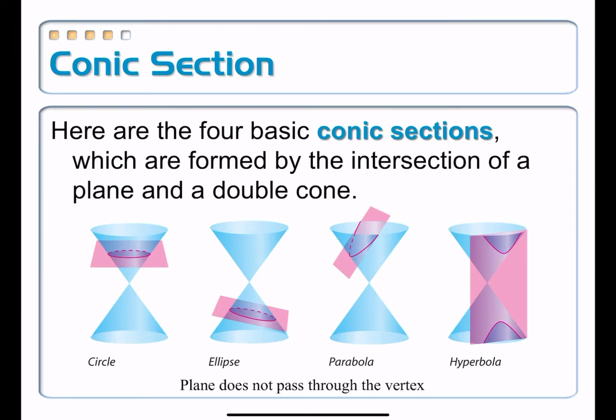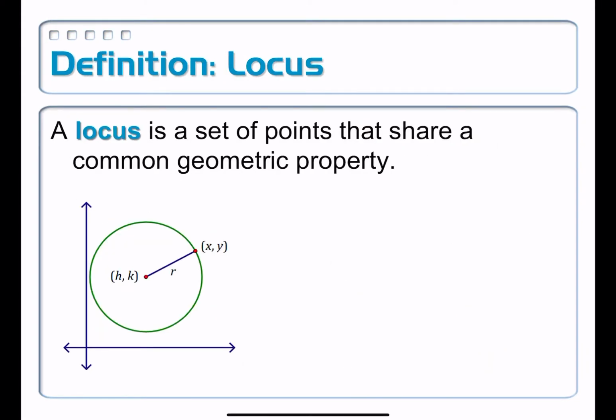So circles have a conic section definition, and so do all of these other conic sections: an ellipse, parabola, and hyperbola. And then all four of them also have something called a locus definition. A locus is just a set of points that share a common geometric property. Not the bug that has a T on it, it's called a locus.